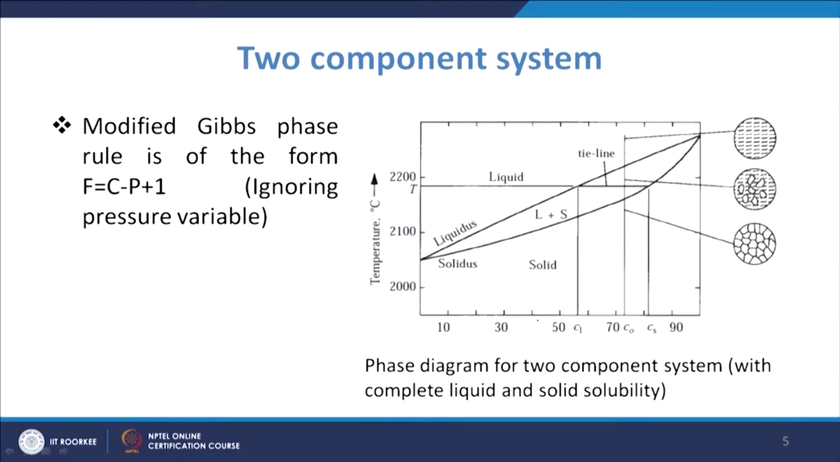So, basically the Gibbs phase rule, that is F equal to C minus P plus 2. In that case that plus 2 will be replaced with plus 1, because we are ignoring the pressure, because pressure is seen to not do much of the changes. So, ultimately for a two component system, the phase diagram looks like this. So, F equal to C minus P plus 1.